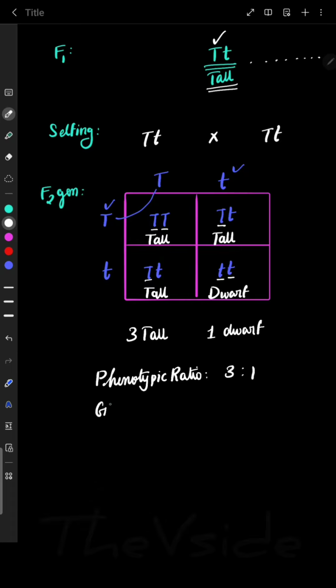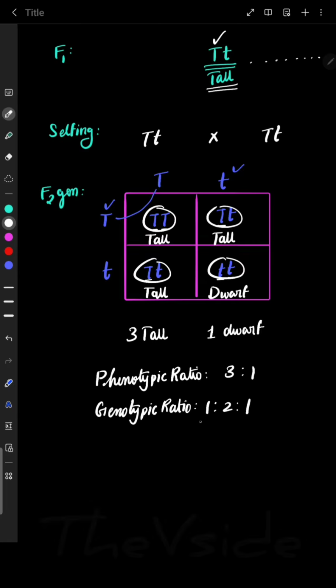When we write the genotypic ratio, it is 1:2:1 because we've got 1 T T, 2 T small t, and 1 small t small t. So T T 1, small t small t 1 and T small t 2. So this is the phenotypic ratio and genotypic ratio of monohybrid cross.